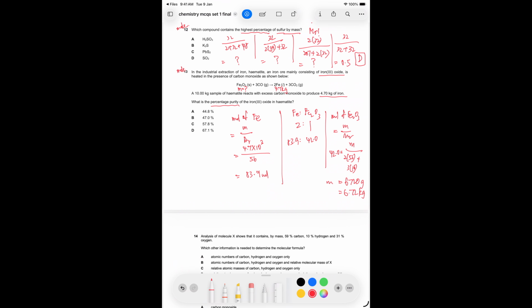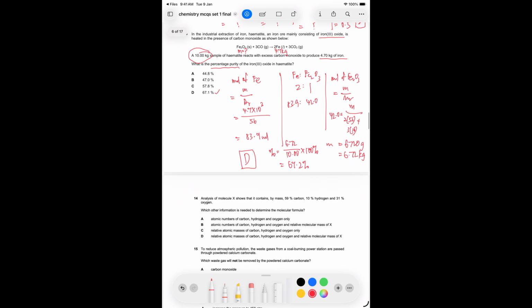If you want to find the percentage purity, the percentage will be 6.72 divided by the original, which is this 10 kg, times 100%. So it's about 67.2%. So the nearest answer will be D. This is your 3-step template.